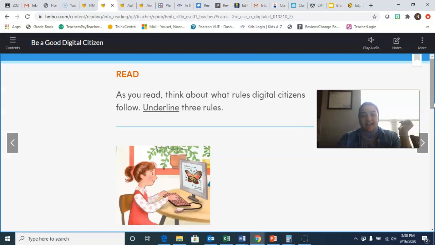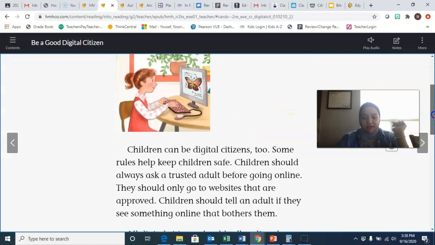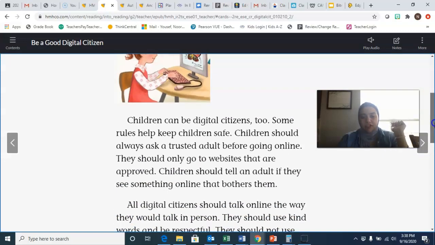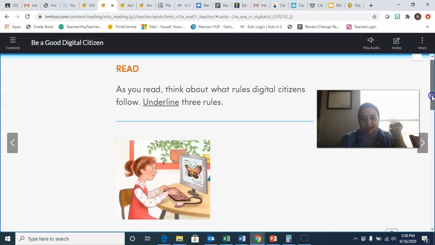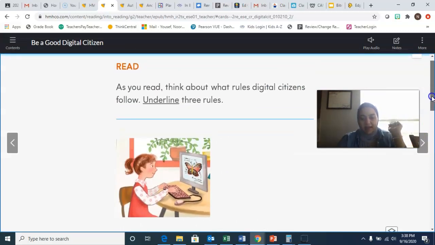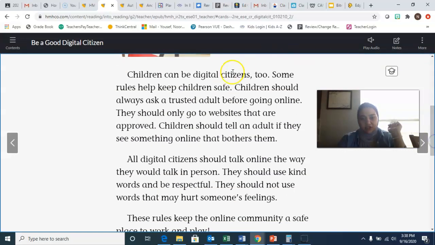As you read, think about what rules digital citizens follow. And then we're going to underline 3 rules. So children can be digital citizens too. Some rules help children keep safe. Children should always ask a trusted adult before going online. They should only go to websites that are approved. Children should tell an adult if they see something online that bothers them. So we're going to underline the rules that digital citizens should follow.